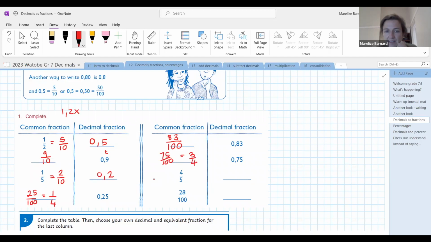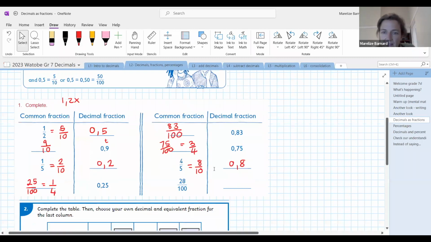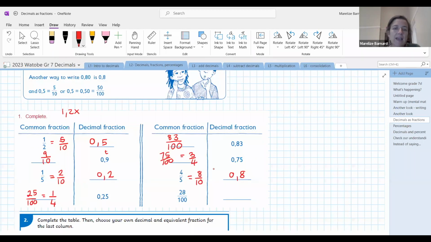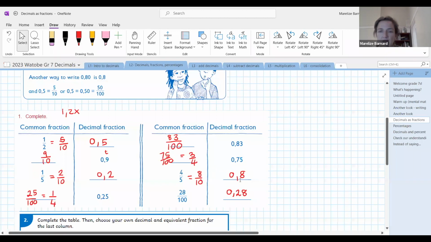Okay, 4/5. First, we need to think about how many tenths there will be in 4/5. So how many tenths is 4/5? That's 8 tenths, and that is 0,8. 8 tenths. Nice. Leandre, a few of you who got that. And now 28 hundredths. What is that as a decimal? 0,28. Excellent. And obviously we're not going to simplify because it's a decimal.